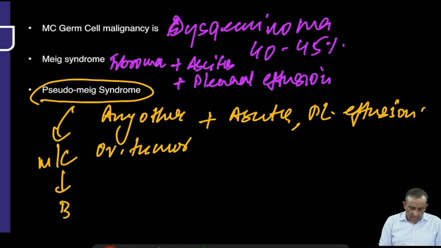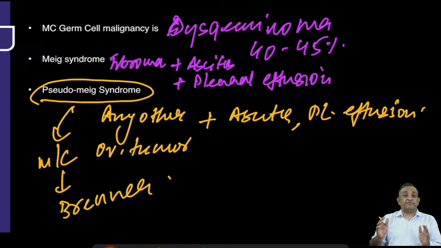Please take this slide down because it's important. Meigs syndrome is fibroma, ascites, pleural effusion. Now, any other ovarian tumor can cause ascites and pleural effusion, but that is now called the pseudo-Meigs syndrome. And which is the more common of these pseudo-Meigs syndrome causes? It is a Brenner tumor. All right. I think you got it right.